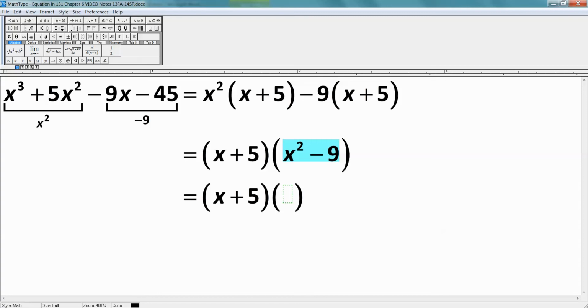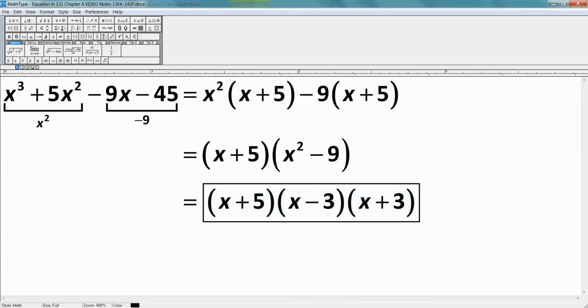That's a difference of squares, right? That's 2 terms, and they're both squares. So that's x minus 3, x plus 3. That's the easy factoring. Difference of squares is the easiest kind of factoring you can spot. There's a subtraction, and they're both perfect squares. And now we're done with that one.